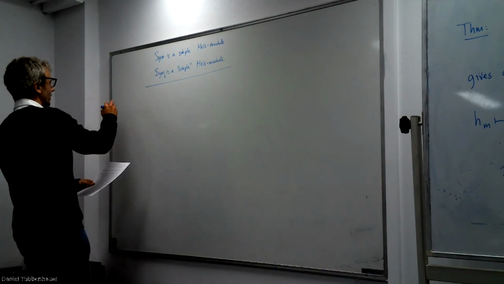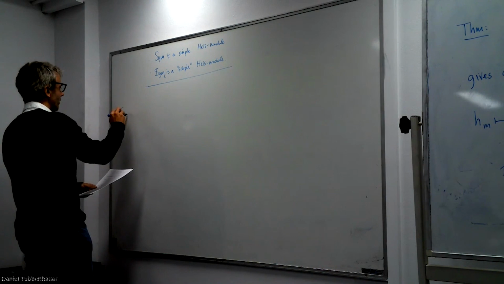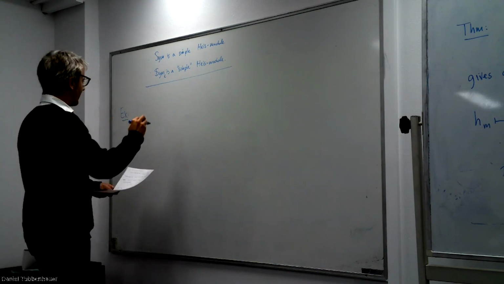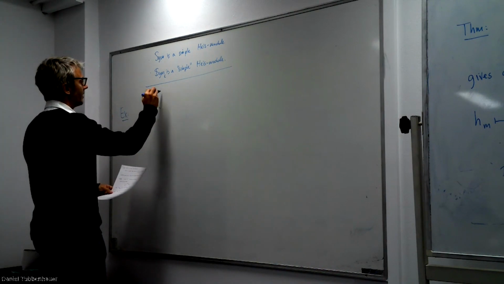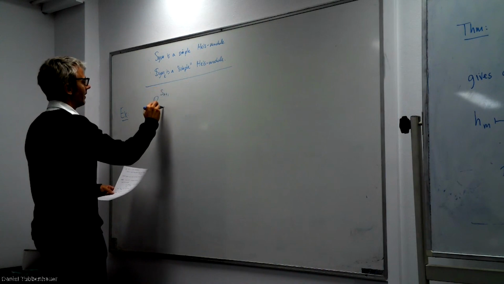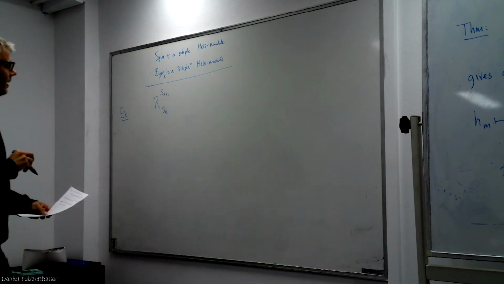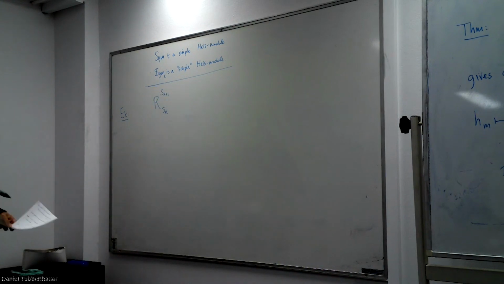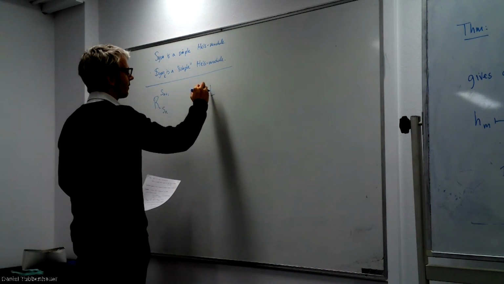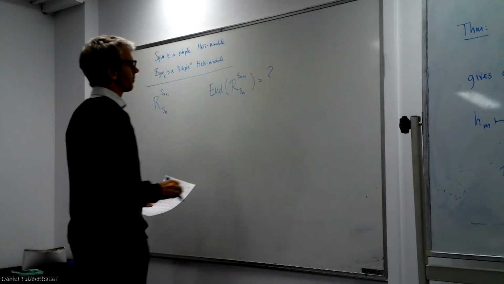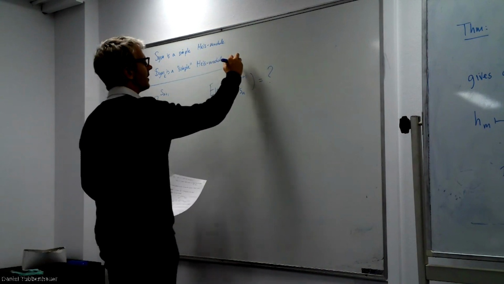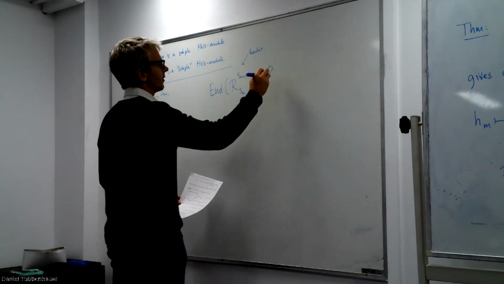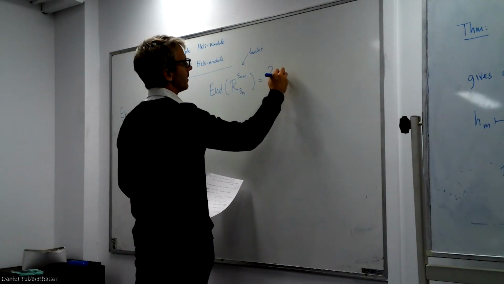So, example, let's consider restriction from S_{n+1} down to S_n. And I would like to know what are the endomorphisms of this functor. So this is a functor. So this thing is an algebra.